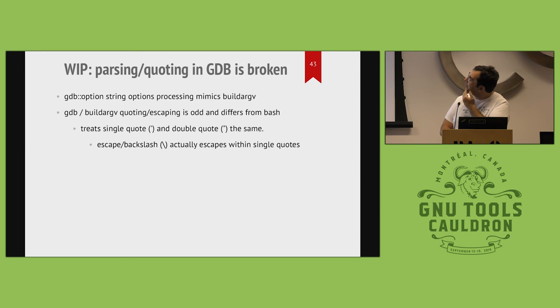Something else, I didn't mention quoting before, that quoting in GDB, the parts that use the buildargv function, this function escapes and processes quoting in an odd way. I don't know why it's done this way. It treats single quotes and double quotes the same. So supposedly in the shell, I guess you all know, in single quotes, everything goes inside, right? It's not processed. It's like raw. But in GDB, no. Works the same way as double quotes.